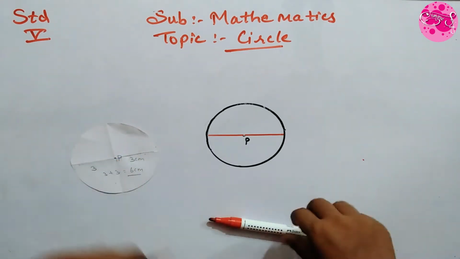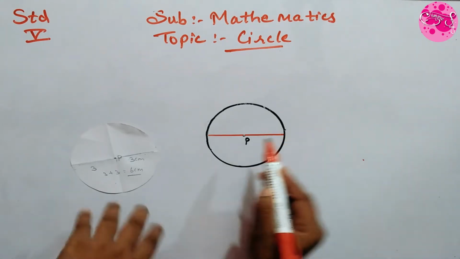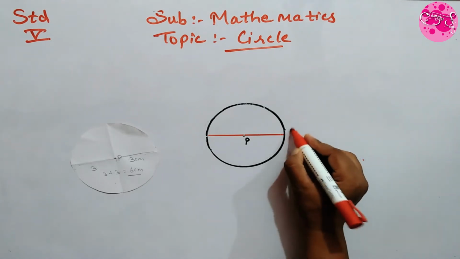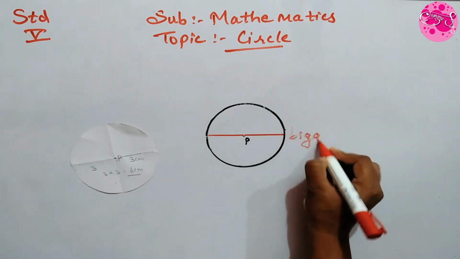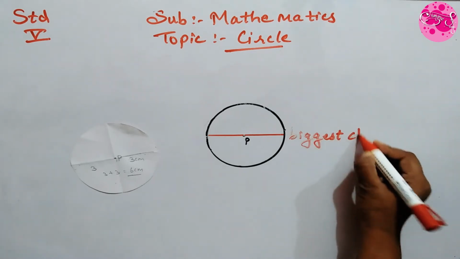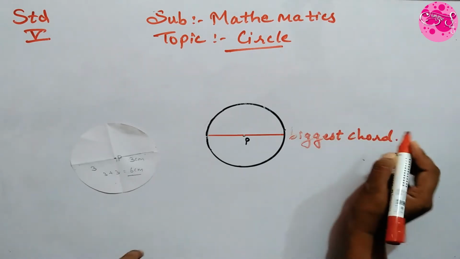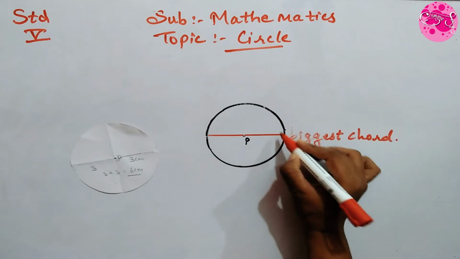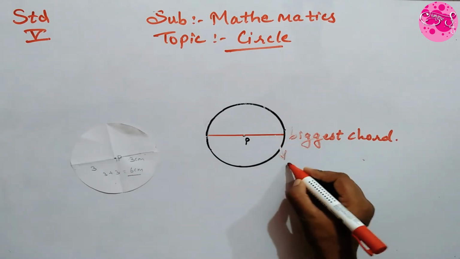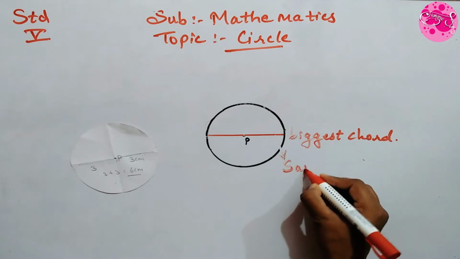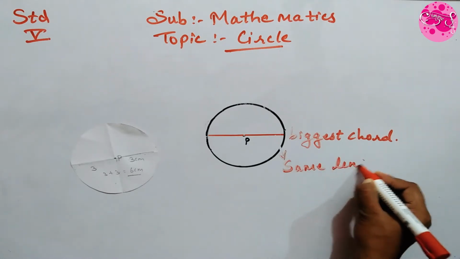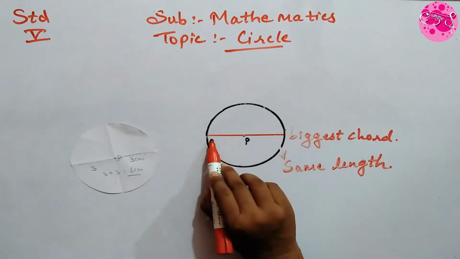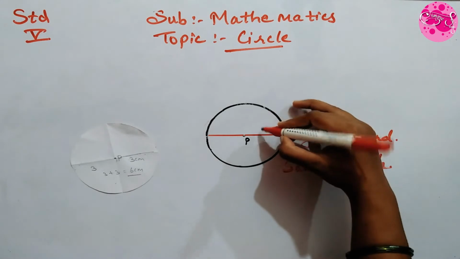Okay. So children, always remember 3 points. First, the diameter of the circle is the biggest chord. Second, all the diameters of a circle are of the same length. Third, the diameter of a circle is twice the length of its radius.